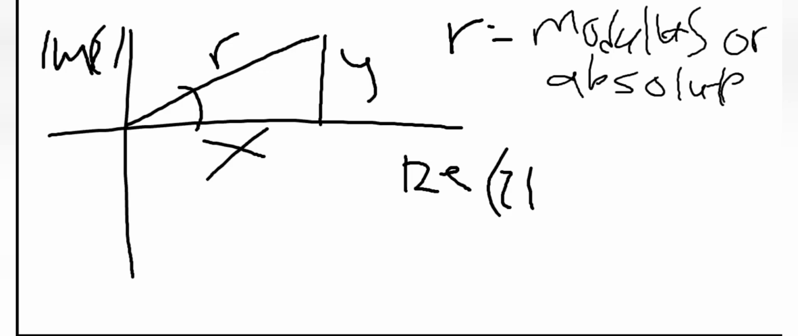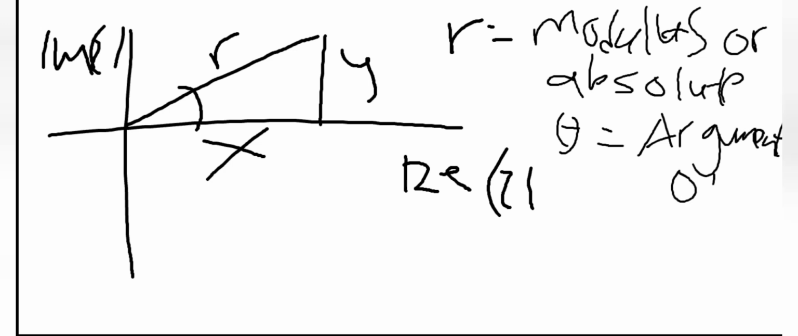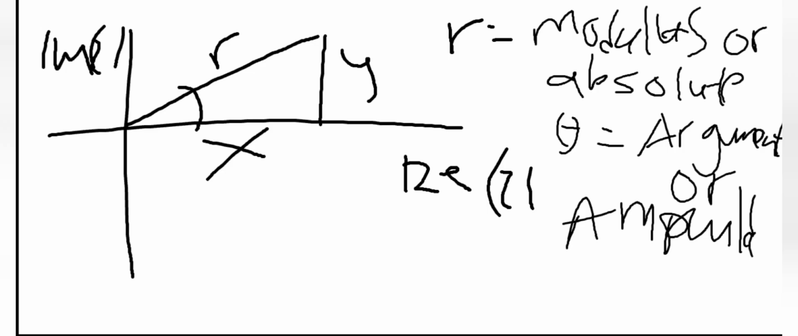We also have the angle, which is theta. Theta can be called an argument, or it can be called amplitude. So r can be called modulus or absolute value, and theta can be called an argument or amplitude. So these are the terms that you and I should master when it comes to the complex plane.